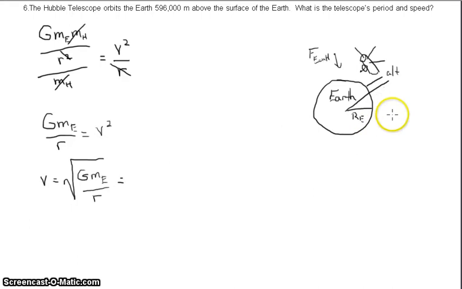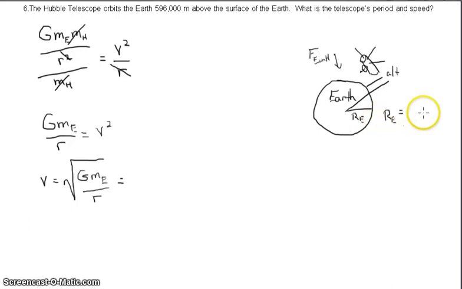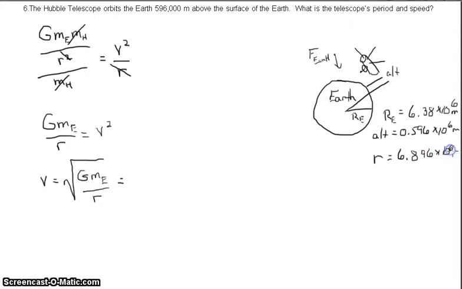Okay, so over here we'll make that quick calculation. The radius of the Earth is 6.38 times 10 to the 6th meters. Okay, and the altitude in this case is going to be 0.596 times 10 to the 6 meters. So when we add the two, we get our little r to end up being 6.896 times 10 to the 6 meters.